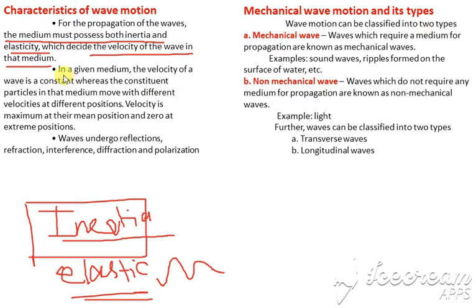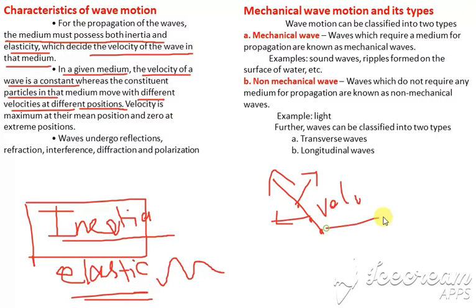The second characteristic is, in a given medium, the velocity is constant, whereas the particles in the medium move with different velocities at different positions. So it is said that the velocity is constant, but the particles in the medium move with different velocities. Velocity is maximum at the mean position, and it is zero at the extreme position.